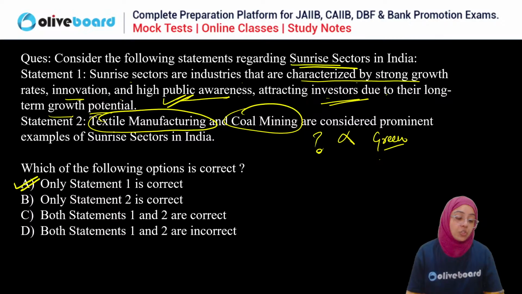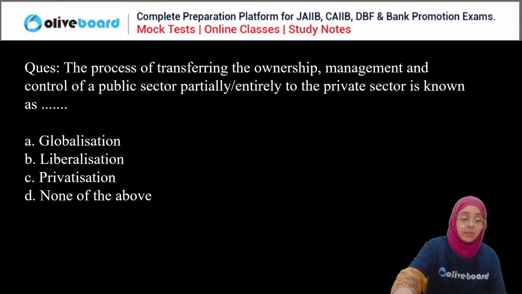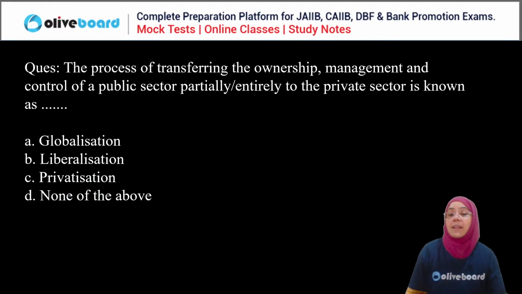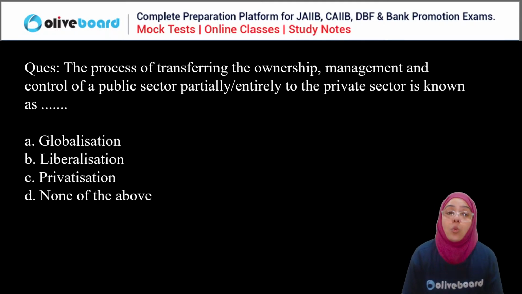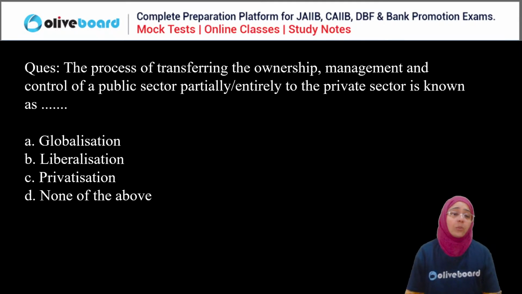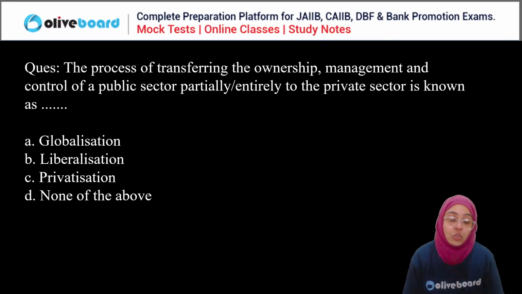Can we move to the next question? Okay. The process of transferring the ownership, management, and control of a public sector, partially or entirely, to the private sector is known as what? Very simple question. Globalization, liberalization, privatization, or none of the above.